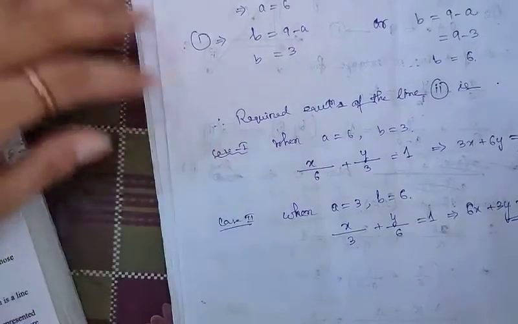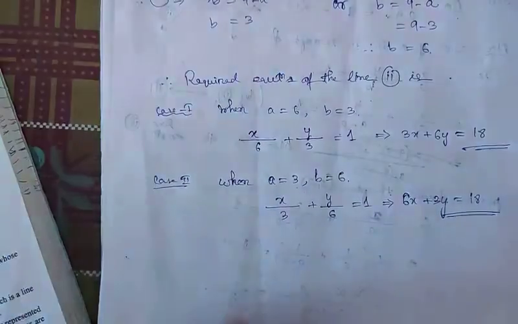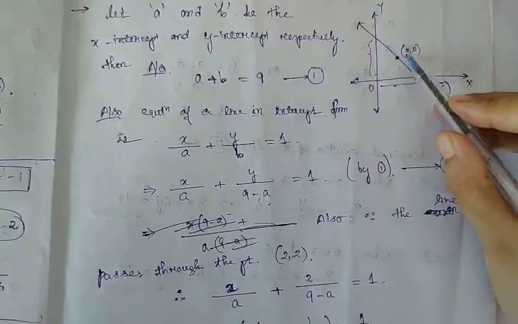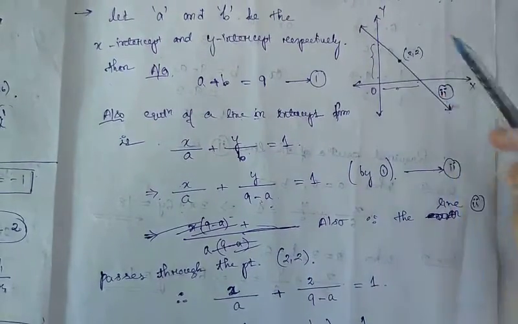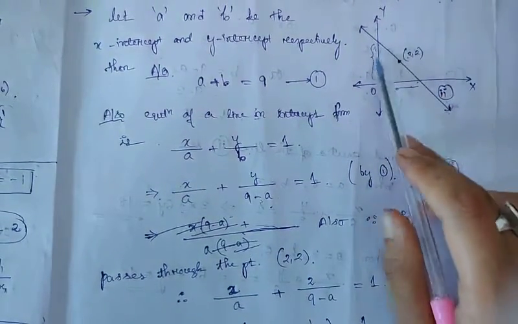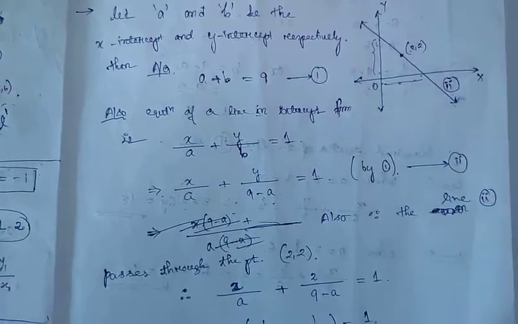So these are the two required equations of the straight lines which pass through the point 2, 2 and have the sum of the intercepts equal to 9. Okay, this is our question number 13.